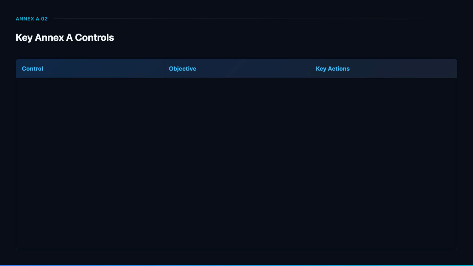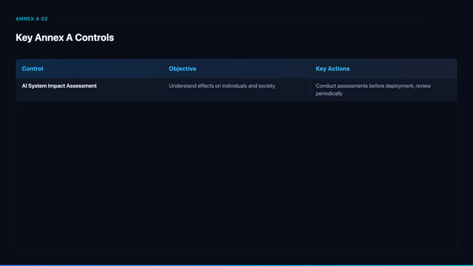The AI System Impact Assessment Control requires you to evaluate how each AI system affects individuals and society before deploying it. These assessments must be reviewed periodically and updated whenever significant changes occur. Transparency and explainability controls require you to document how your AI systems make decisions and provide meaningful explanations to affected parties. The level of explanation should be proportionate to the impact of the decision.